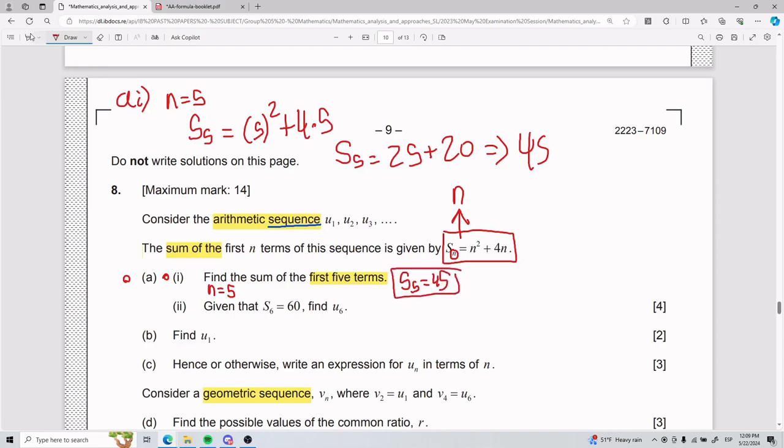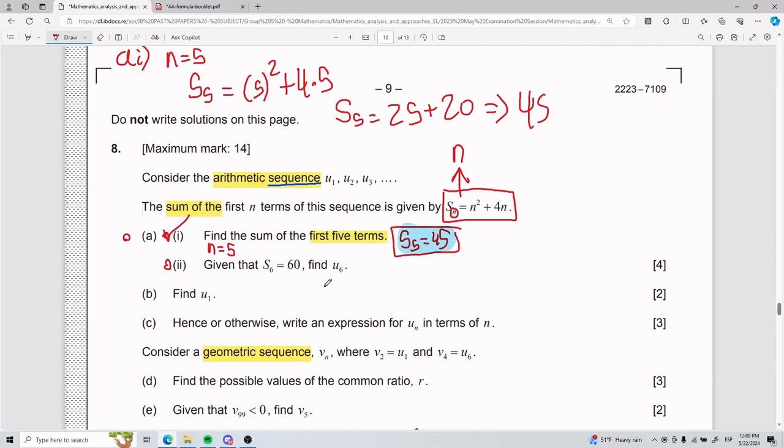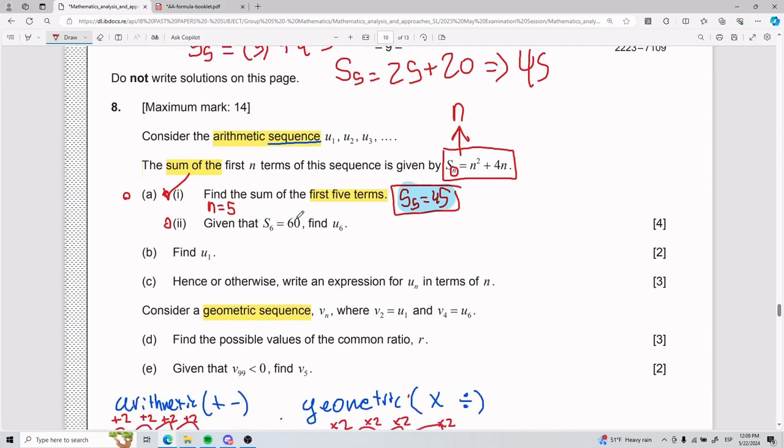Now let me put this in red, okay? Just so that, actually that looks very ugly. So let's put that in blue to remember that this was my final answer for part AI. For part AII, we have that given that S of 6 equals 60, find U6. Now before I tackle this exercise, there's a massive thing I want to teach you, okay? First things first, an exercise which has two parts in terms of like part I and part II, they're always going to be related.